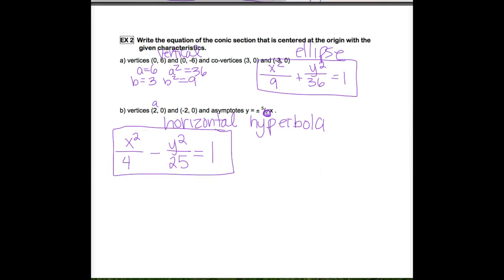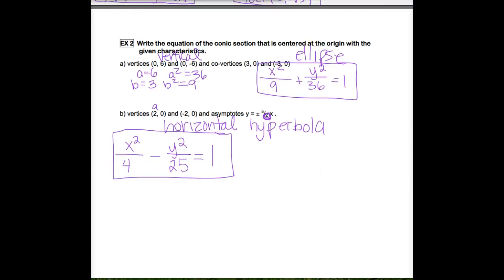All right, very important saying for today. If at first you don't succeed, then show your work. Always show your work.